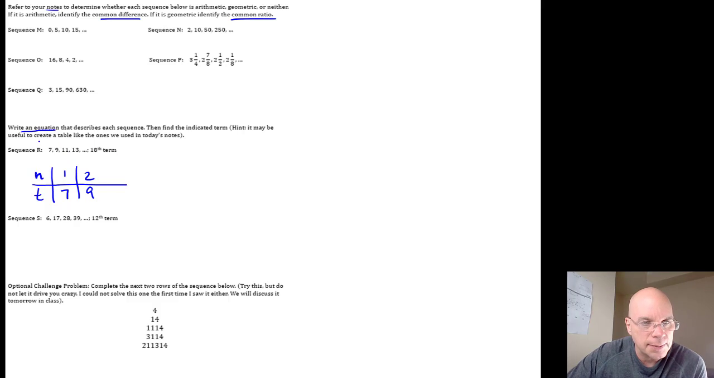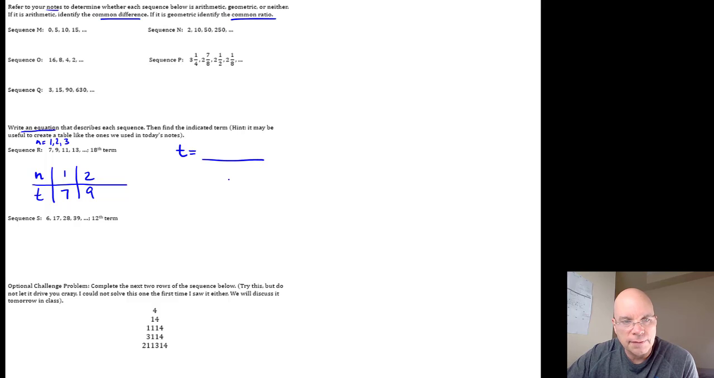If you think you don't need a table, if you can just know that n is 1 for the first number in the sequence, 2, 3, and you can work with the sequence that way, that's fine too. But you're going to write an equation. So t equals whatever you come up with. Then you're going to find the indicated term, the 18th term.